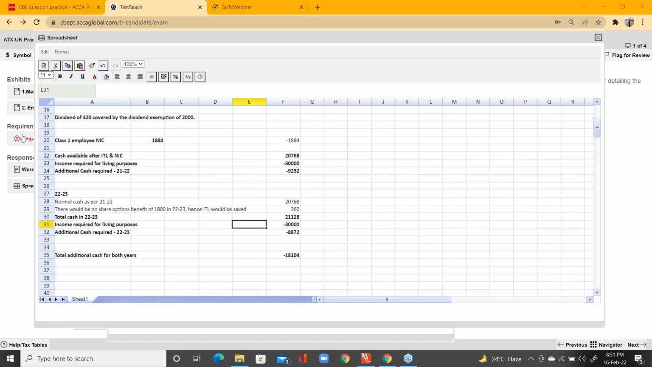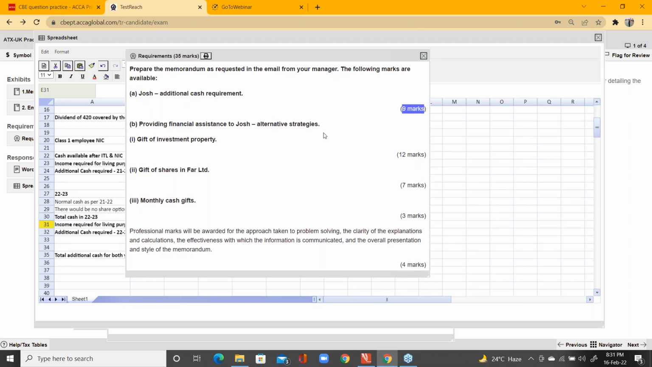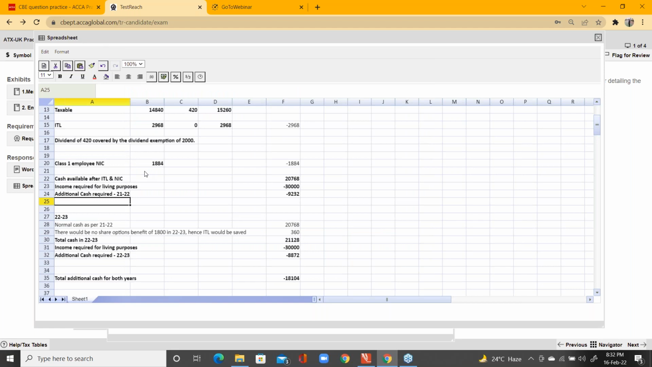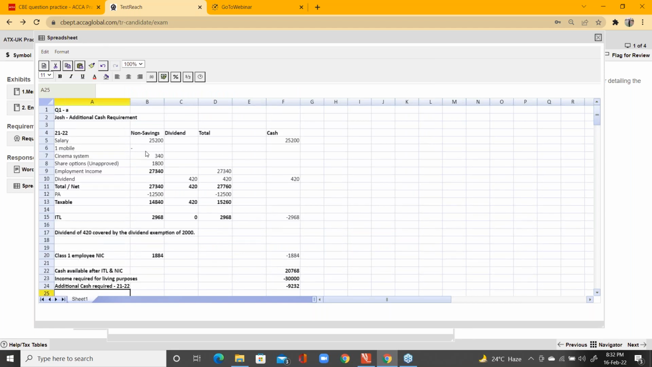This part was of 9 marks, and if you work smartly, you can easily gain. Okay, let me answer your question. Is the cinema given yearly or is it a one-time thing?